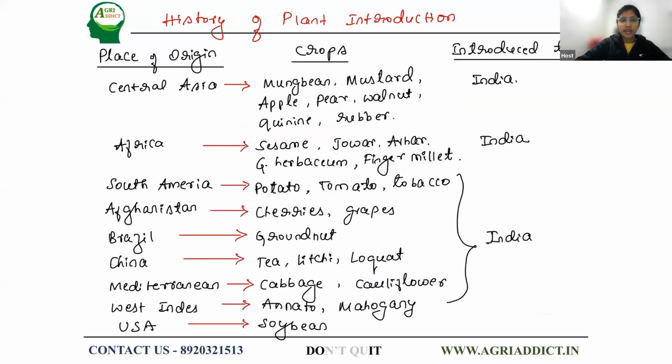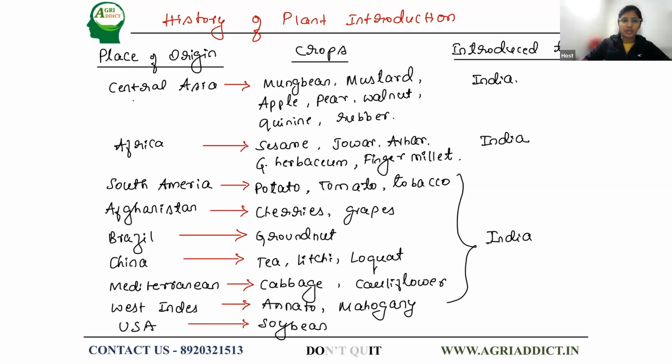So next we have the history of plant introduction. History is nothing but they have mentioned from where the different crops have been introduced to India. This is what we see in the history part. You have to remember these examples. Nothing much is there in the history, only the examples.